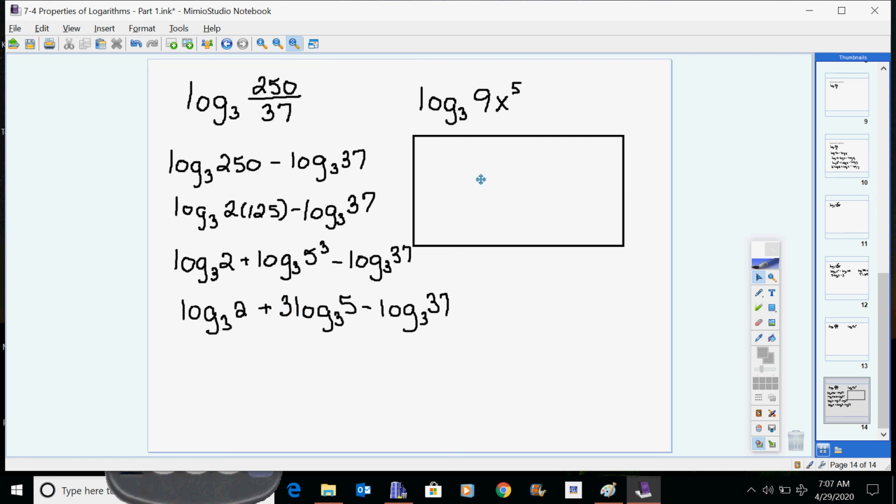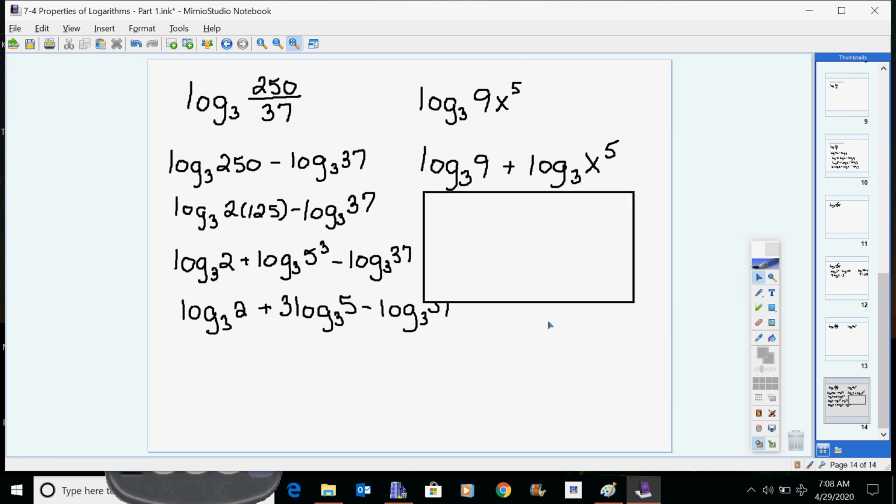Okay, one more. This is a product and a power. Now I said look for powers first, but think about this. I can't bring this 5 down yet because this 5 does not apply to the whole entire piece here. The 5 only applies to the x. So we have to keep in mind that this is a product first before we can bring that 5 down front.